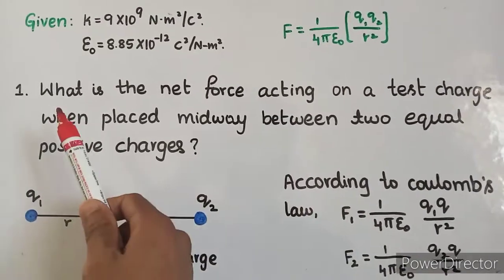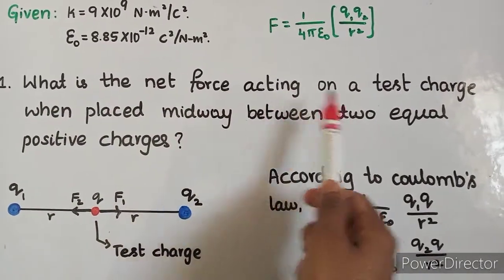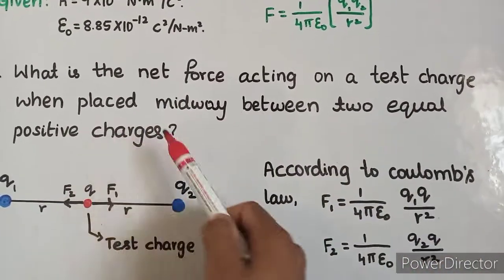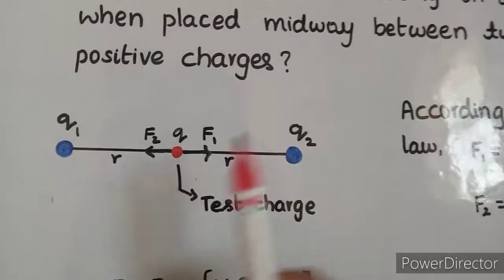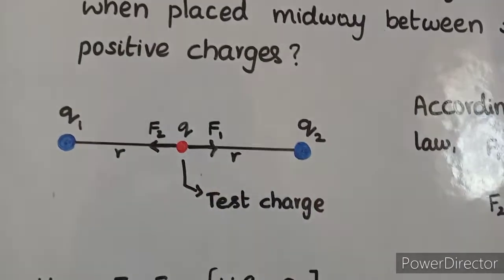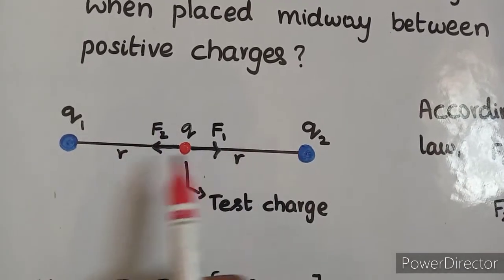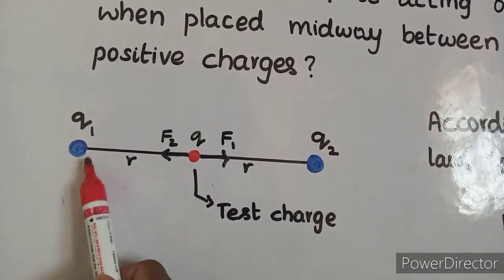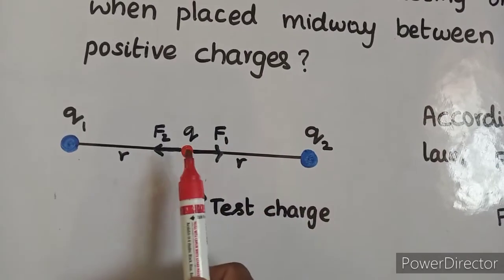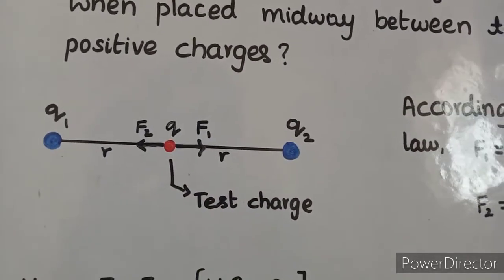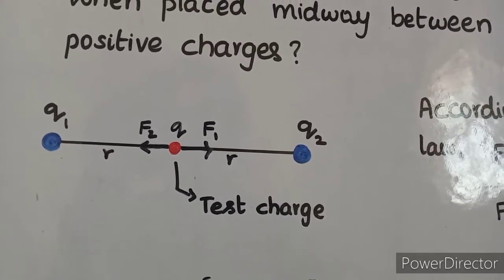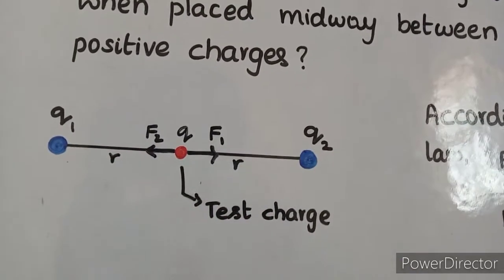So here I have given: what is the net force acting on a test charge when placed midway between two positive charges? Here I am considering the test charge Q midway between Q1 and Q2. The distance from Q1 to Q2 is 2r. The distance from Q1 to test charge Q is r, and the distance from Q2 to Q is also r. Now, according to Coulomb's law, what is the force acting on Q due to Q1 and Q2?